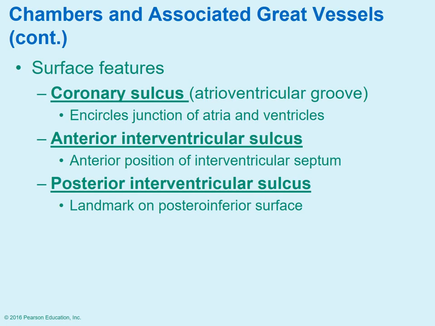On the surface features, you have the coronary sulcus. This is a groove between the atria and the ventricles. It's also sometimes known as the atrioventricular groove. You'll notice that oftentimes the blood vessels that provide the heart itself with oxygen and nutrients lie in this sulcus. The anterior interventricular sulcus lies over the interventricular septum area. And then the posterior interventricular sulcus is on the back lower side as well.